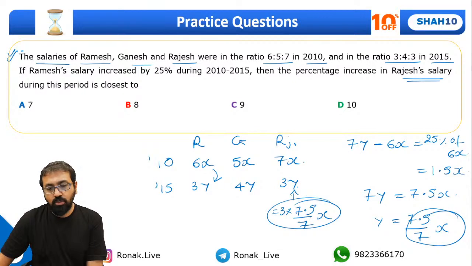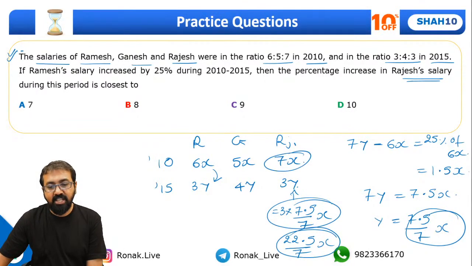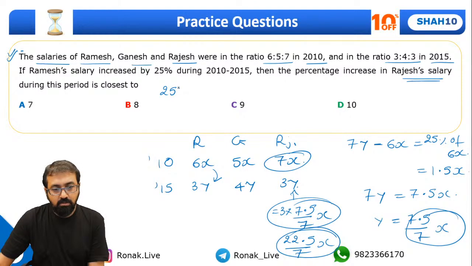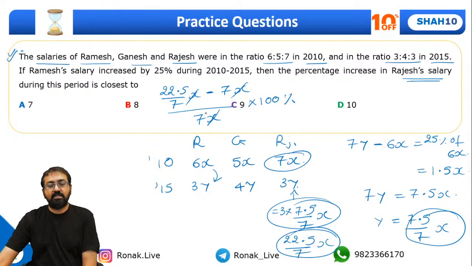So what is this value? If you solve this, 22.5 by 7x. Now we want to find out, it was 7x and it has become 22.5 by 7x, correct? So what is the percentage change? 22.5 by 7x minus 7x, divided by 7x into 100. So this is the percentage change. Of course, you cancel off this x and you solve this.